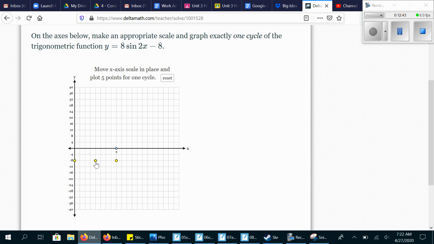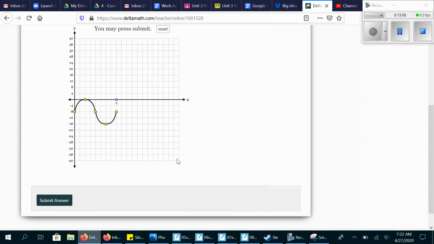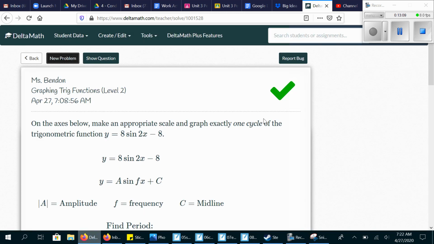So then in between these first 2 times we hit the midline, we're going to be up at the maximum, which we said was 0. I'm going to put it there. And then in between these 2 midline hits, we're going to be at the minimum, which is -16. And that is one cycle of our trigonometric function, which is all they asked for. And how'd we do, guys? Bam, we nailed it. All right, so that's what you're doing for your Delta Math assignment.